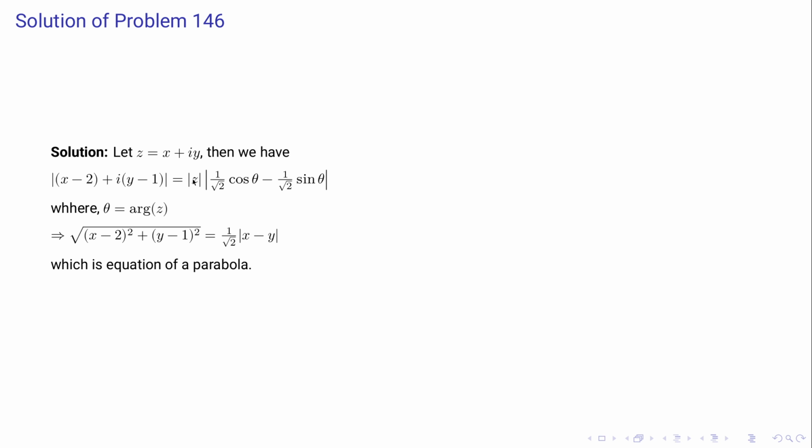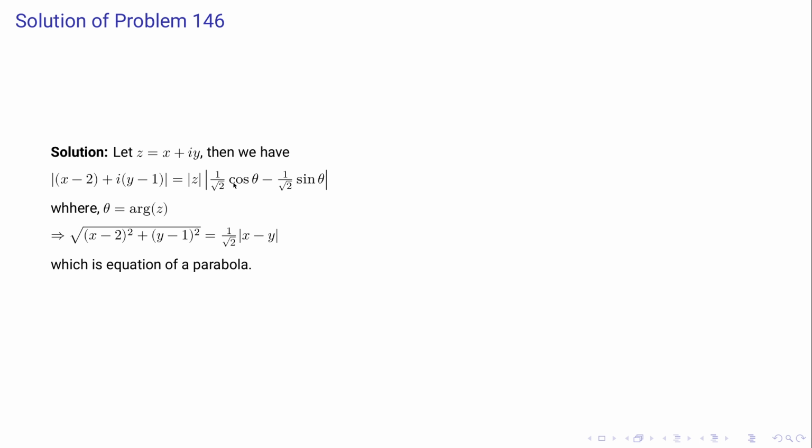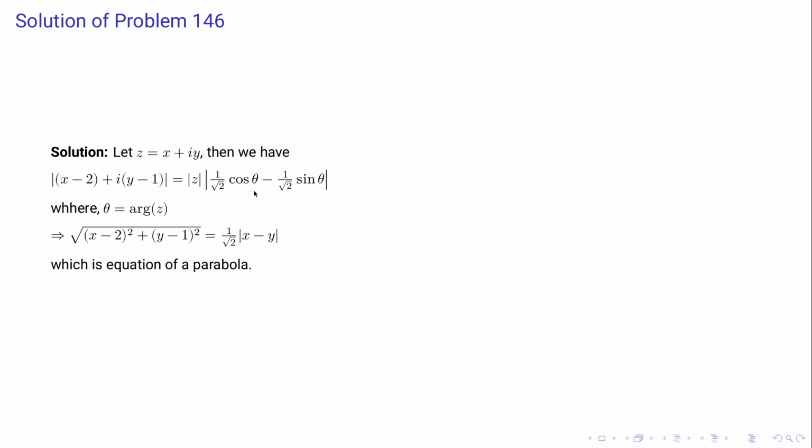On the right hand side would be mod of z into 1 by square root of 2 cos theta, because sine of argument of z would be tan inverse theta. So sine tan inverse theta would be cos theta, sine pi by 4. So cos tan inverse theta would be cos theta. And then we have minus 1 by root 2 sine theta, where theta is argument of z, that is tan inverse y by x. Argument is theta, not tan theta.